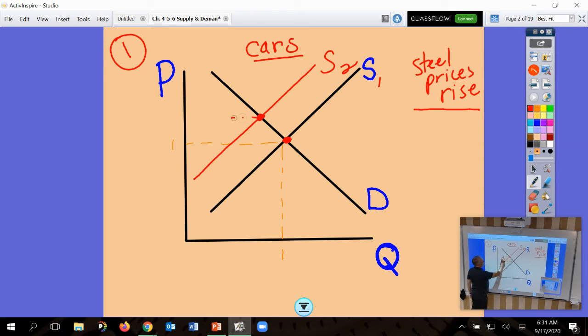So now we know what's going to happen with price. We know what's going to happen with quantity as a result of that rise in steel prices, right? The car market will see fewer cars. Less selection means higher prices, but that's happening because of this thing right here, okay? And that's a little different than a price change.